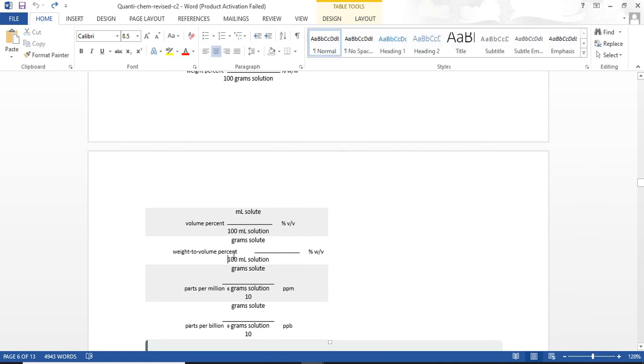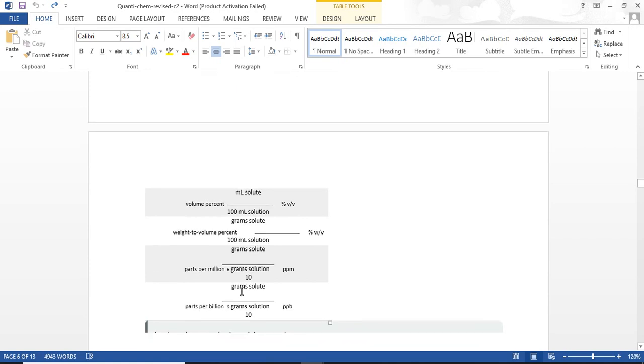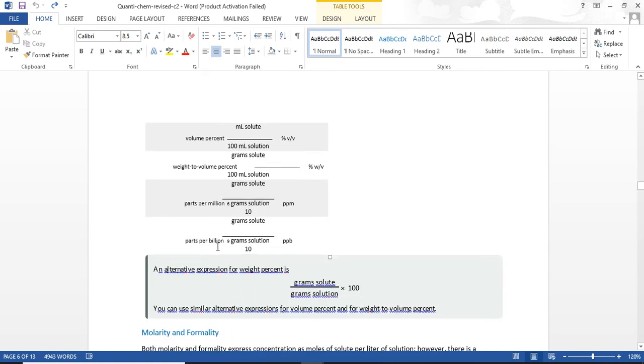Then you have your parts per million. Okay, your parts per million is ppm. It is the grams of solute divided by ang grams of solution times 10 raised to negative 6, or times 10 raised to 6. This is in a million nga value. Then you have your parts per billion. If you are talking about billion, it is 10 raised to 9. You have grams of solute over grams of solution times 10 raised to 9. It is ppb. And yung ppm is parts per million.